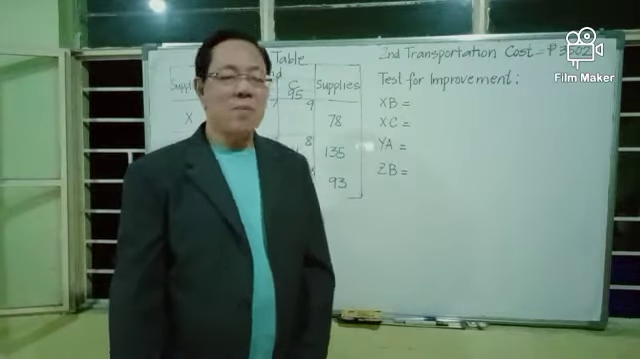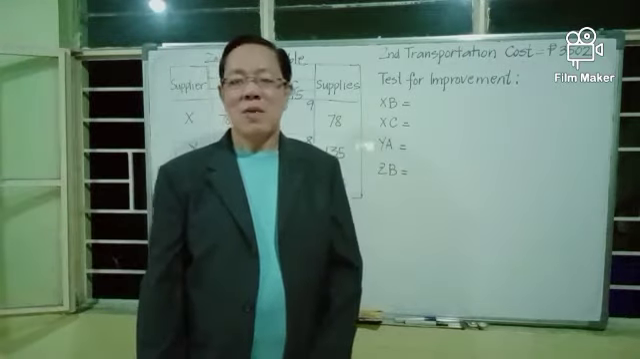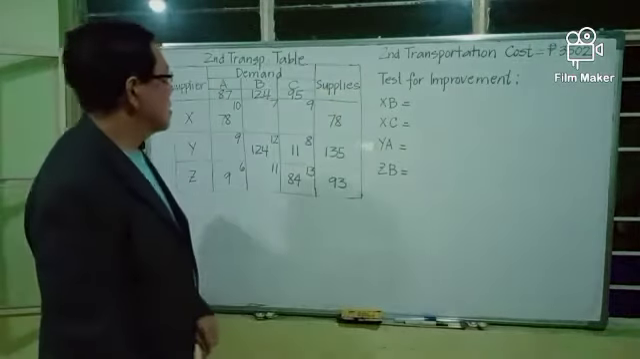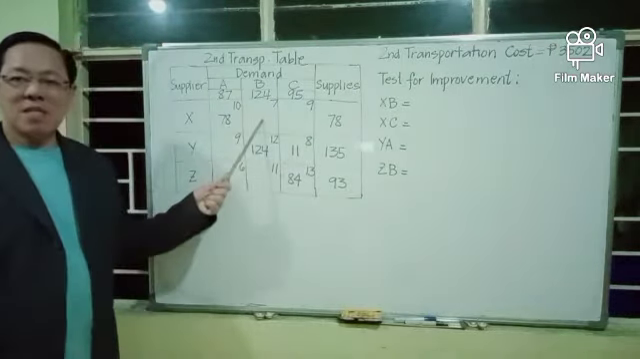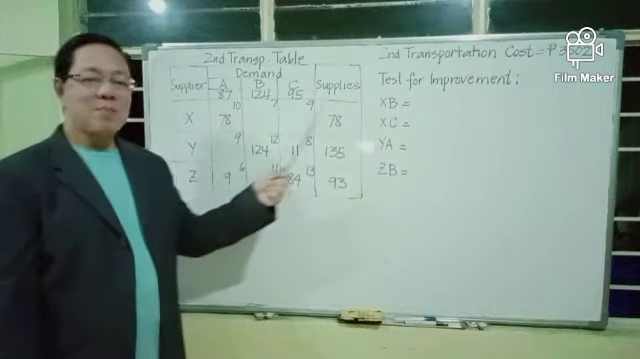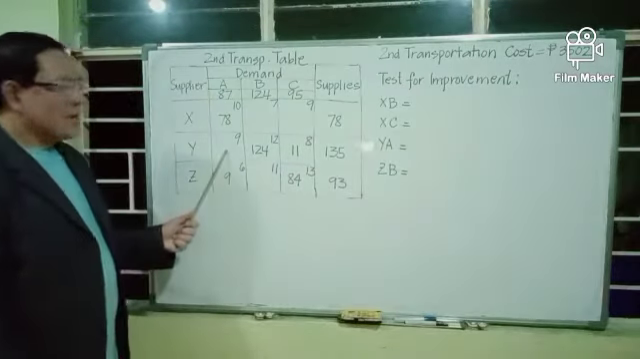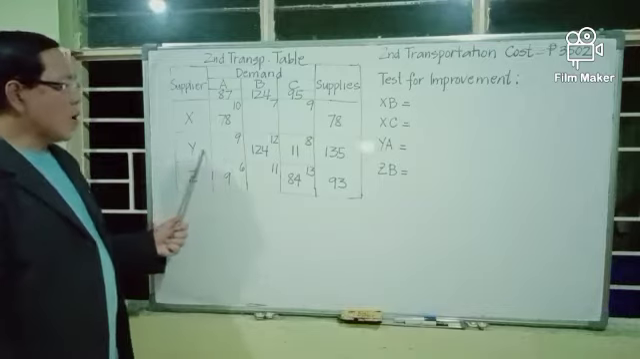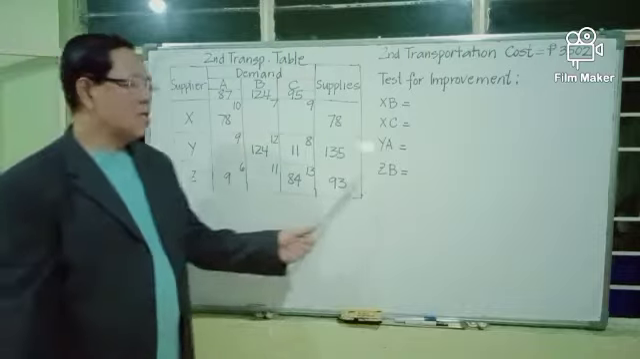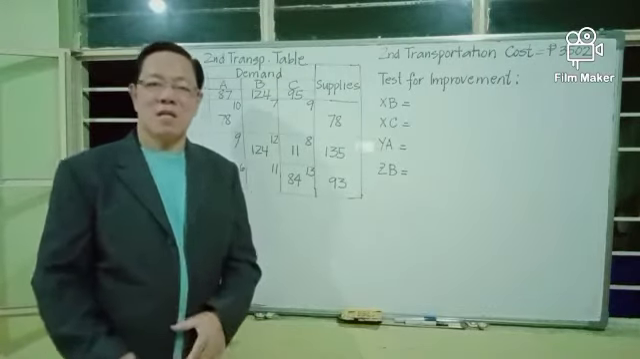And we will do that by a test for improvement, in which we will consider again the vacant cells. We start with this vacant cell XB, then the vacant cell XC, then this vacant cell YA, and the vacant cell ZB. But actually, you can start with any of the vacant cells.